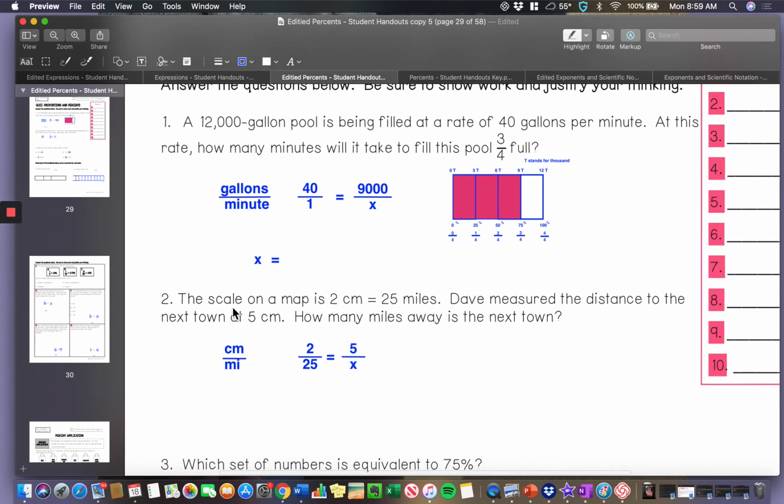On number 2, it says the scale on a map is 2 centimeters and it's equal to 25 miles. Sometimes on a map we can't make 25 miles on a map, so we're going to scale that down to 2 centimeters. So for every 2 centimeters on a map, if we measure it, it's going to equal 25 miles. And Dave measured the distance to the next town at 5 centimeters. So how many miles away is the next town? So my centimeters was 2 for every 25 miles. So I can cross multiply 5 times 25 divided by 2, and that's going to give me my answer here.